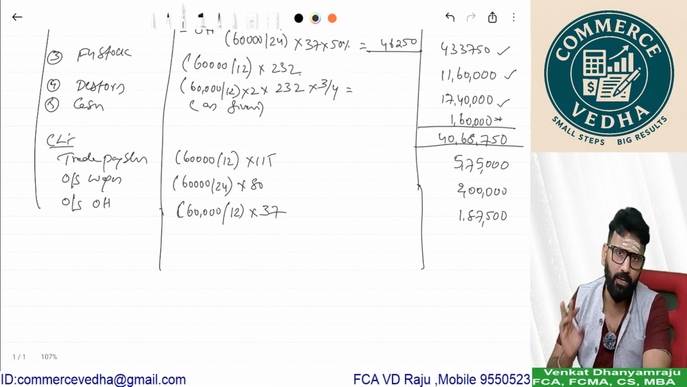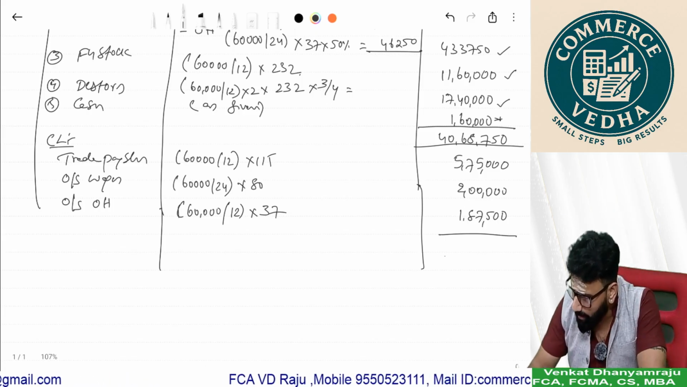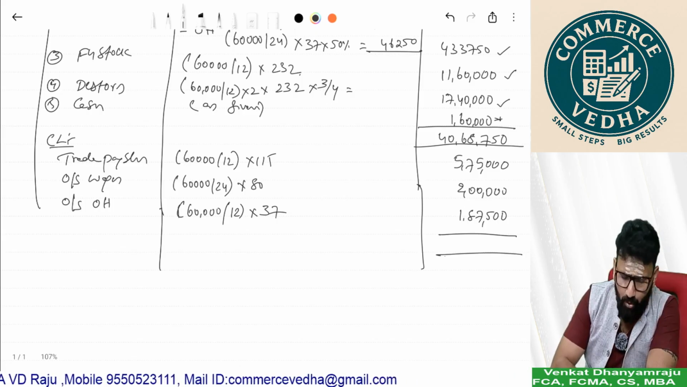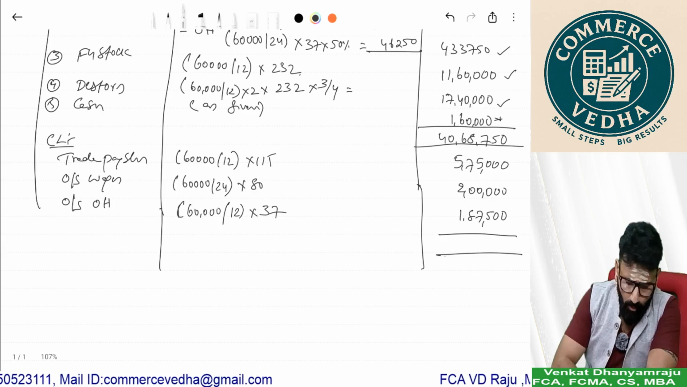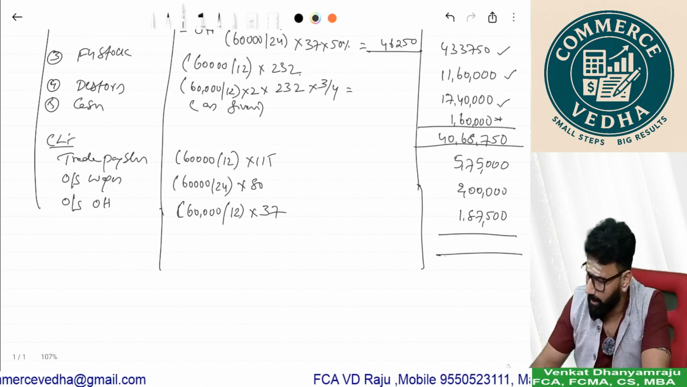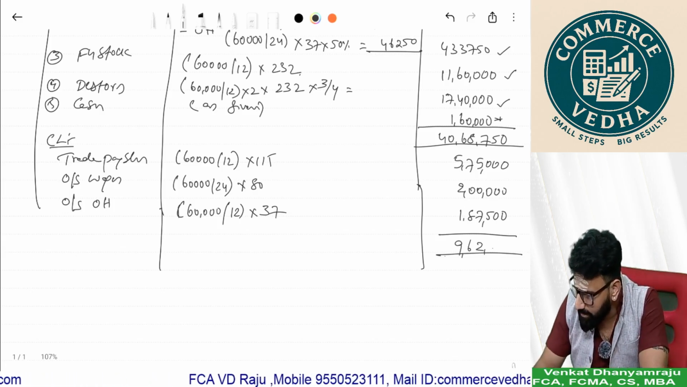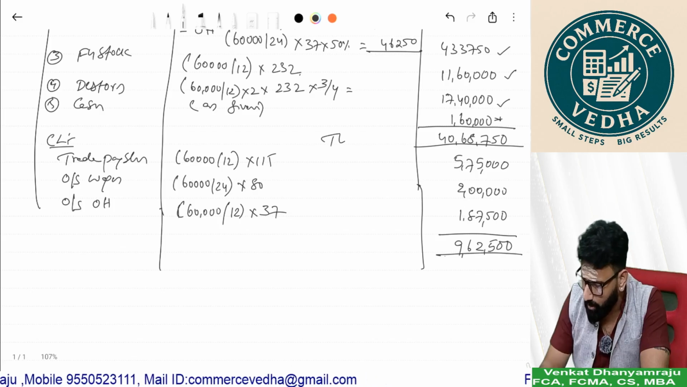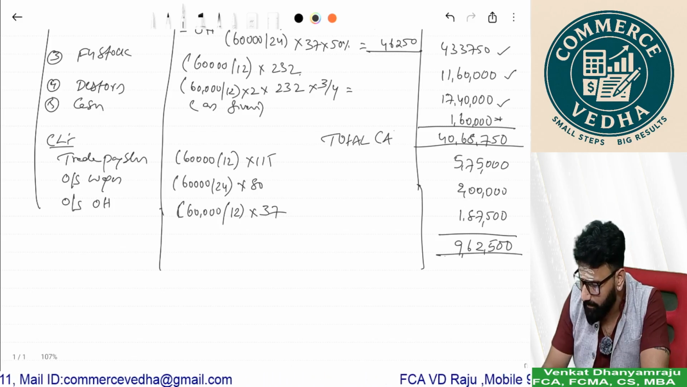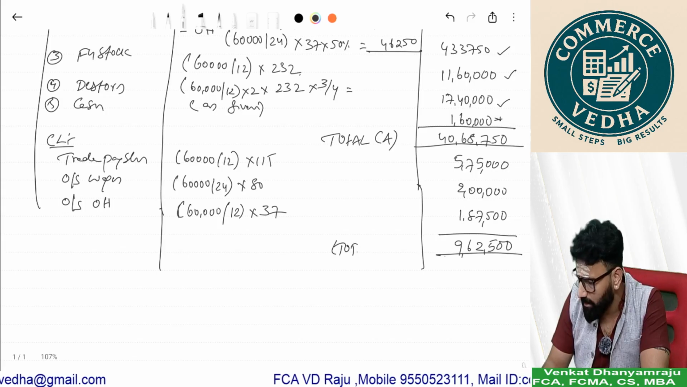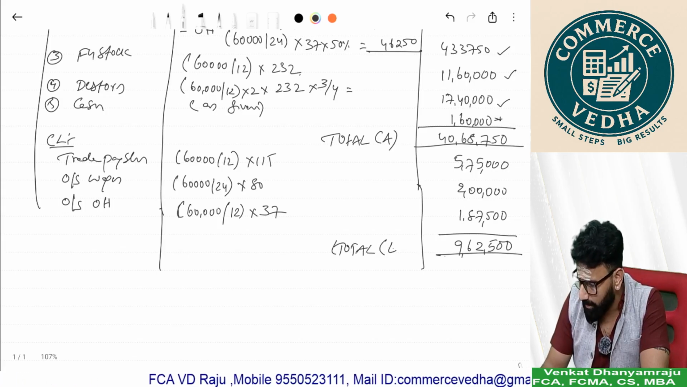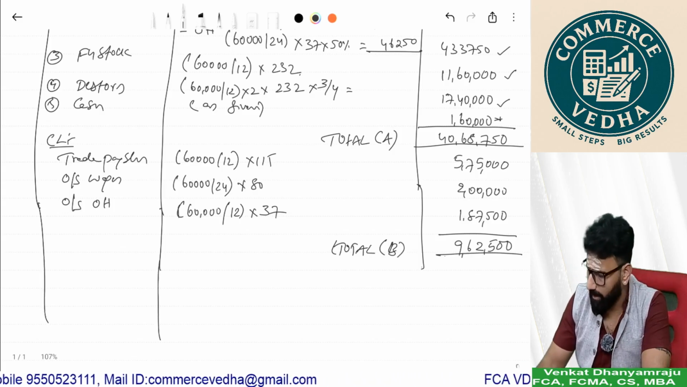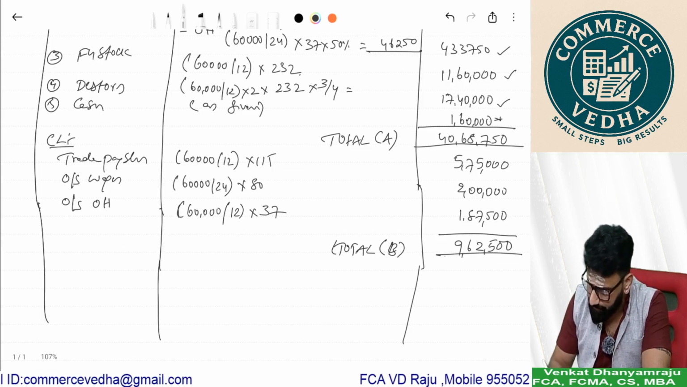1,87,500. Only 3 liabilities. My total liabilities are 575 plus 2 lakhs plus 187,500, which is 9 lakhs 62,500. This is my total current assets, and this is my total current liabilities, B. So now comes my final answer, which is C.